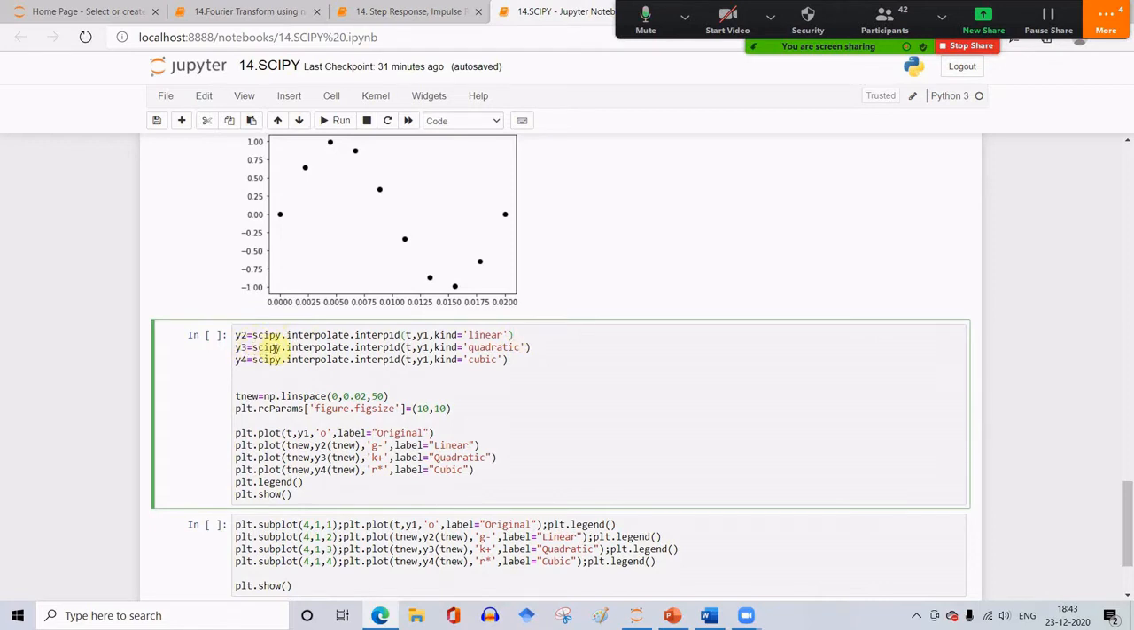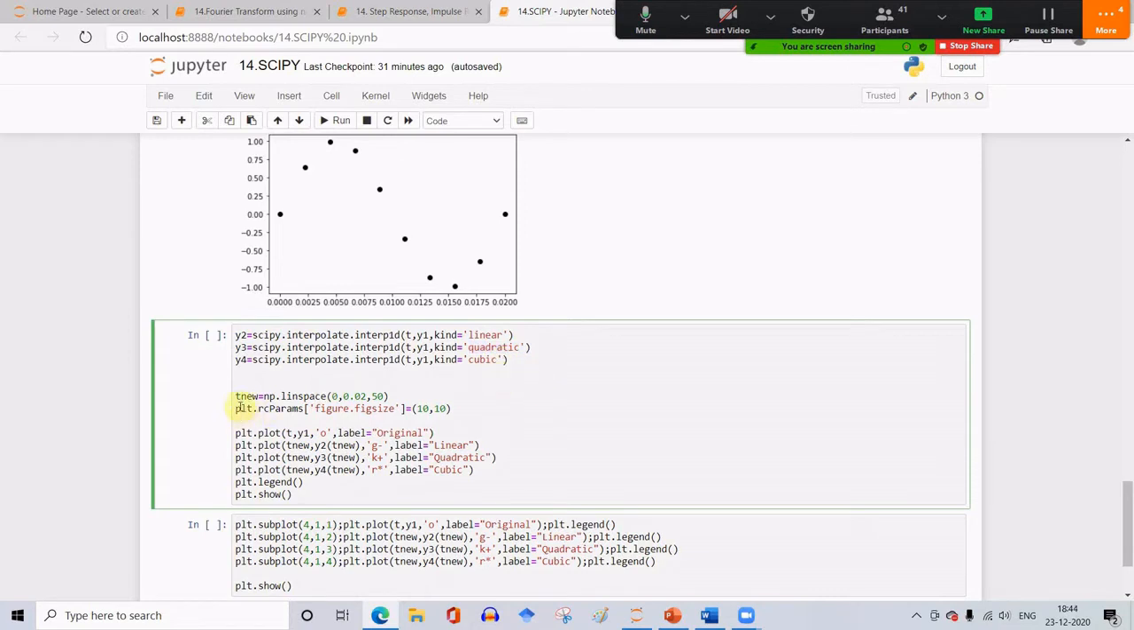Similarly for y3, same syntax: scipy.interpolate is the subpackage, and interp1d is the one dimensional interpolation between t and y1 using the quadratic interpolation method. Similarly, y4 is the third signal that I am getting using this interpolate subpackage and interp1d between t and y1 using the cubic interpolation.